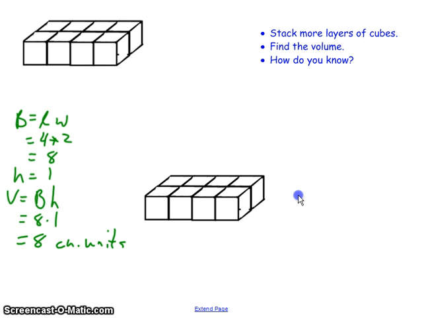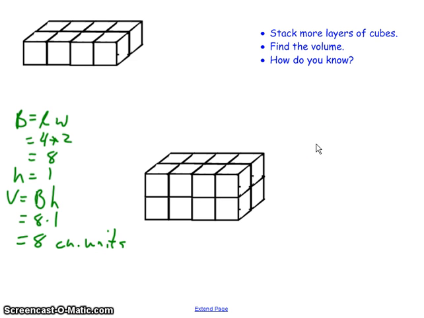Another way to write cubic units. If we put another layer on top, we have 2 layers. Okay, the volume is still area of the base times the height. That area of the base is still 8, but now the height is 2, so 16 cubic units.